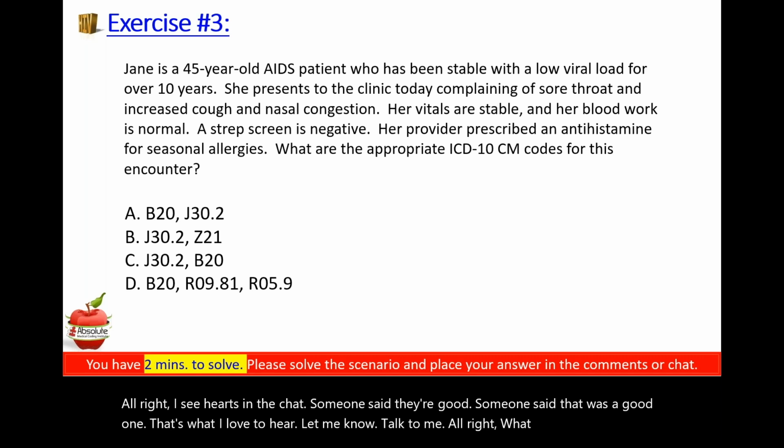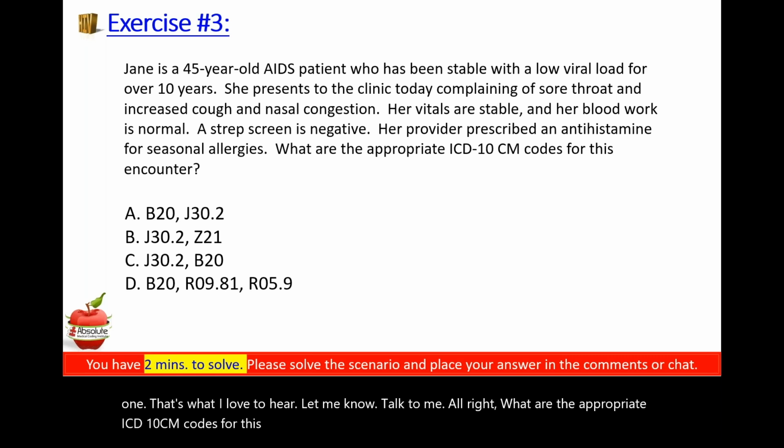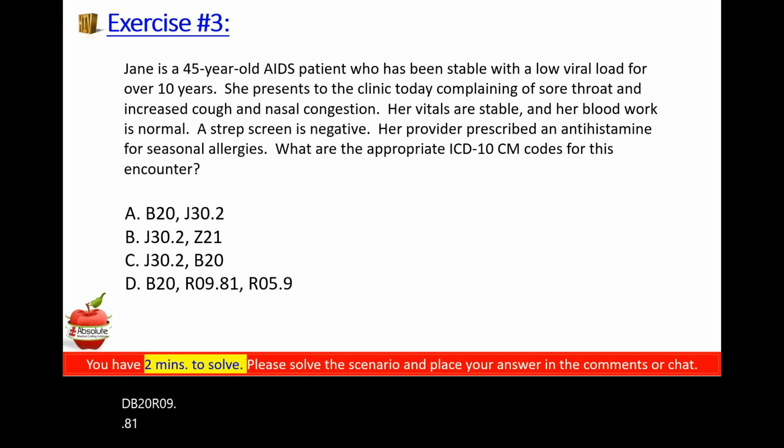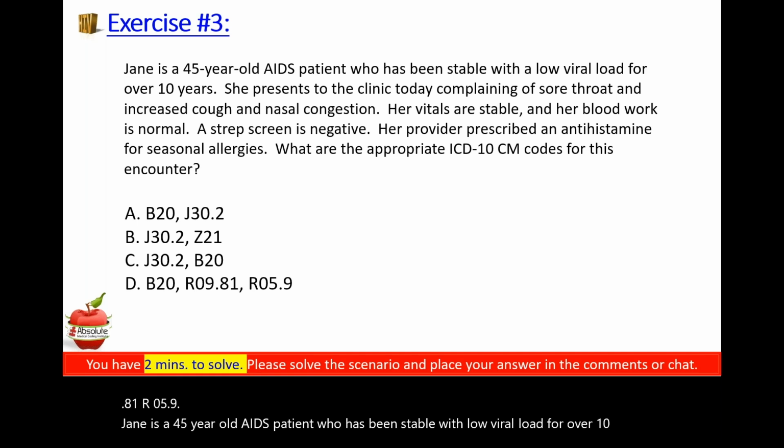All right. What are the appropriate ICD-10-CM codes for this encounter? A, B20, J30.2. B, J30.2, Z21. C, J30.2, B20. And D, B20, R09.81, R05.9. Jane is a 45-year-old AIDS patient who has been stable with low viral load for over 10 years.